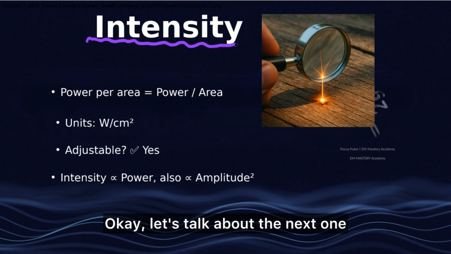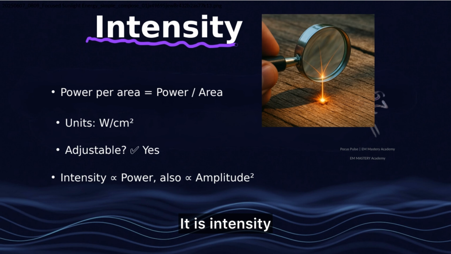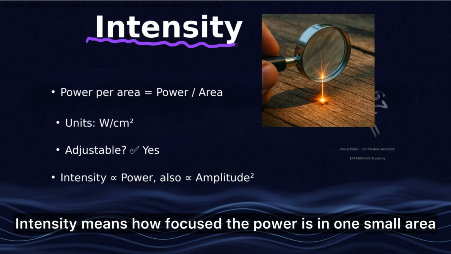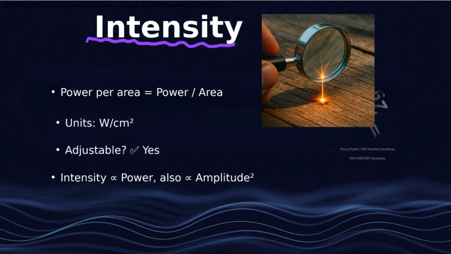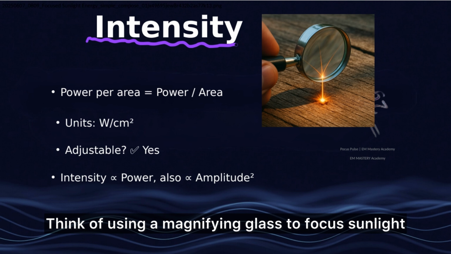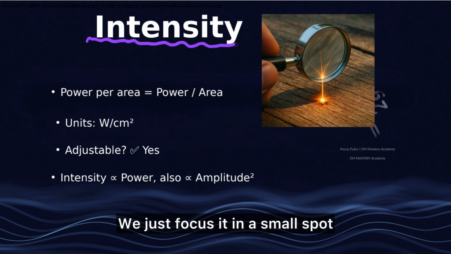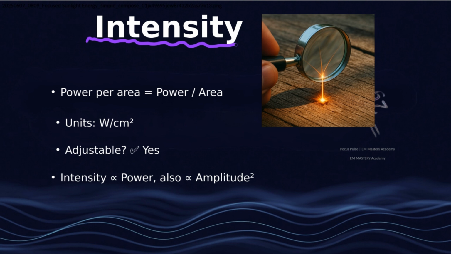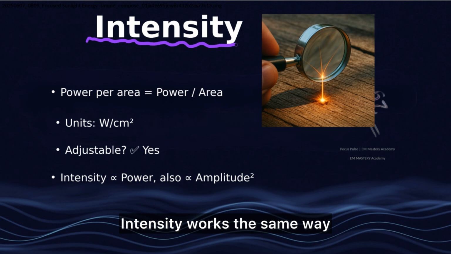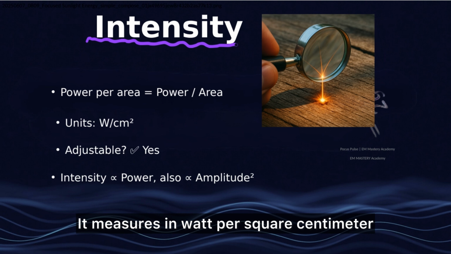Okay, let's talk about the next one. It is intensity. What is intensity? Intensity means how focused the power is in one small area. Think of using a magnifying glass to focus sunlight. If you focus it in a small spot, it can burn a paper. The power is the same. We didn't change the power. We just focus it in a small spot. Intensity works the same way. It is measured in watts per square centimeter.